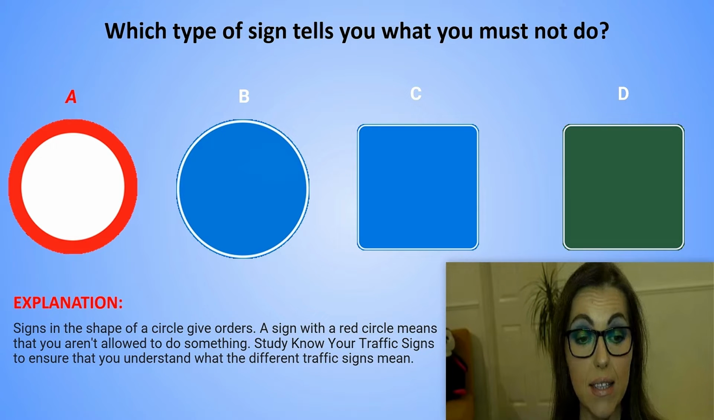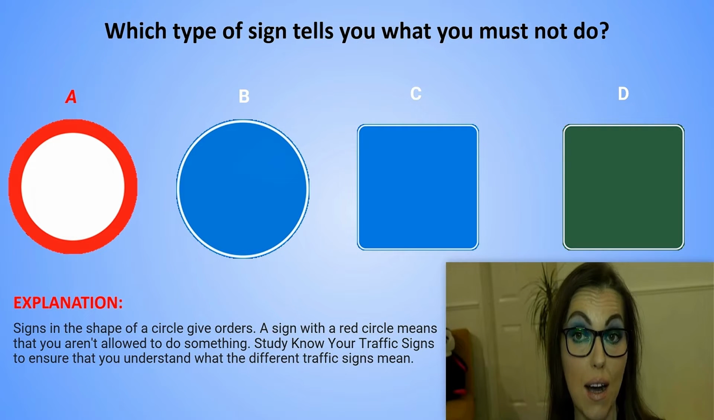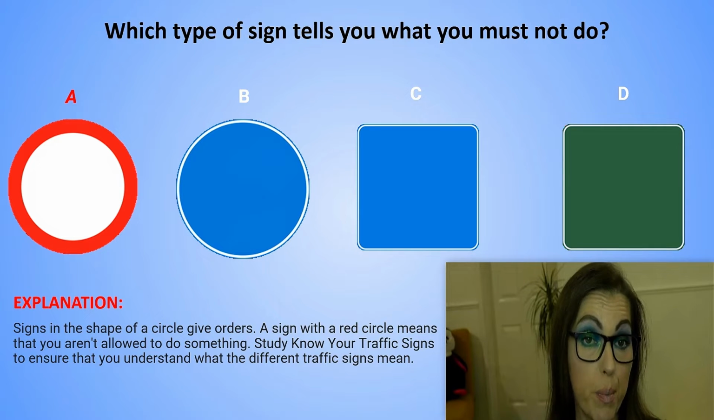Explanation. Signs in the shape of a circle give orders. A sign with a red circle means that you are not allowed to do something. Study, know your traffic signs to make sure that you understand what the different traffic signs mean.